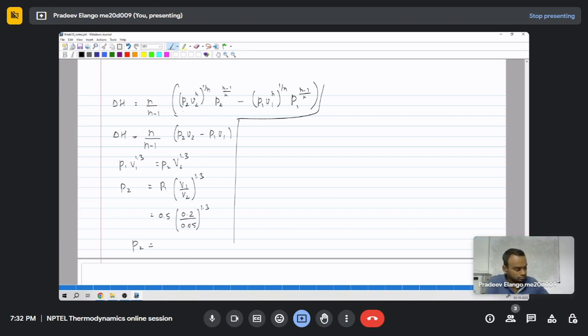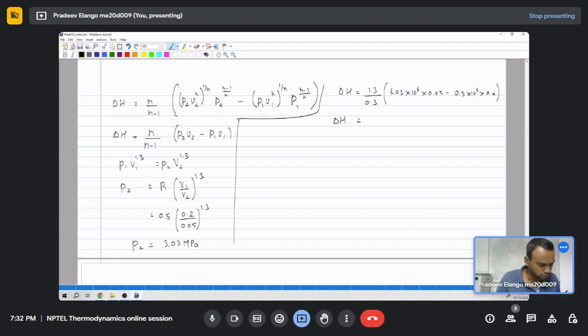It's 3.03. So now we can calculate delta H, and it is 1.3 by 0.3 into P2, which is 3.03 into 10 power 6, into V2, which is 0.05, minus P1, which is 0.5 megapascal, 0.5 into 10 power 6, and then into V1, V1 is 0.2. So can you calculate the value of delta H?